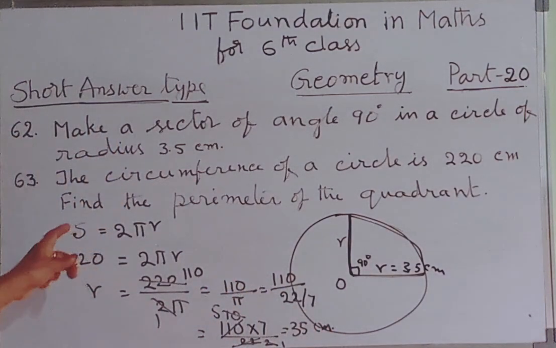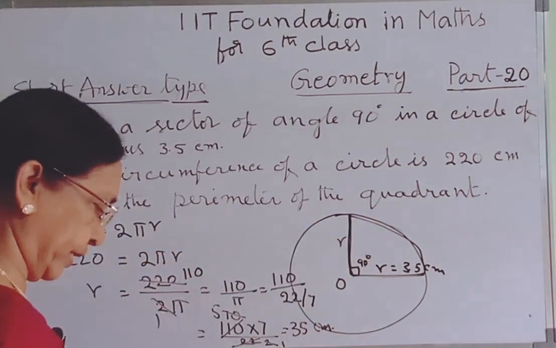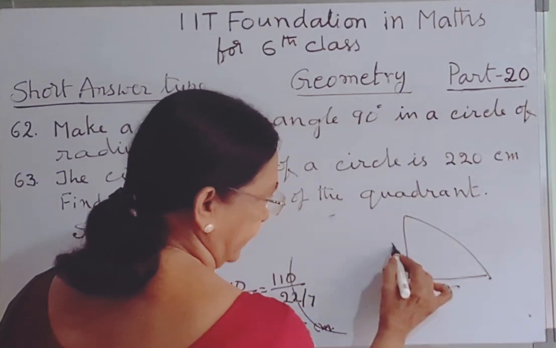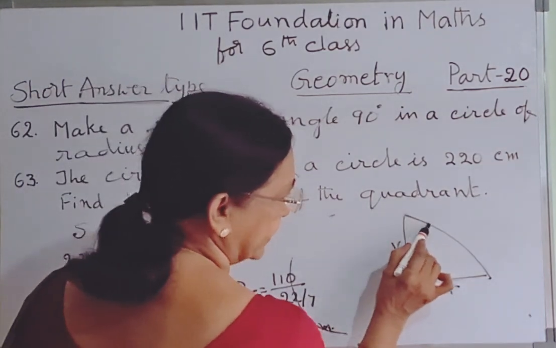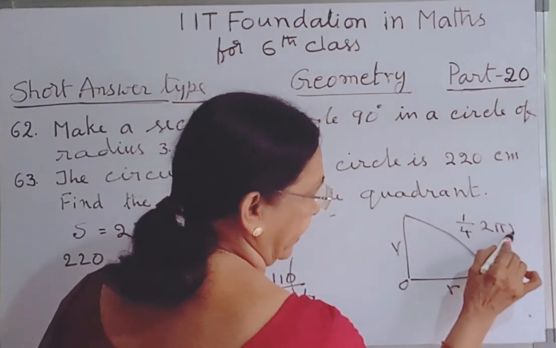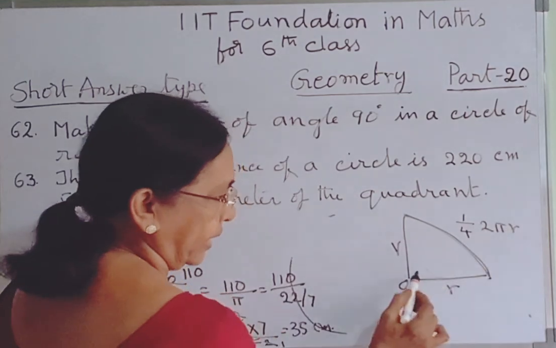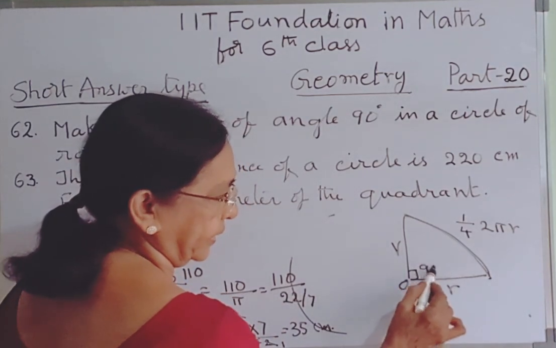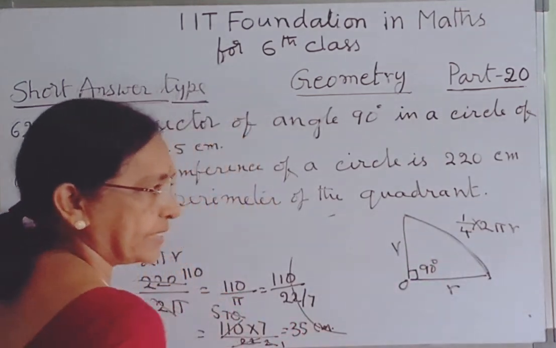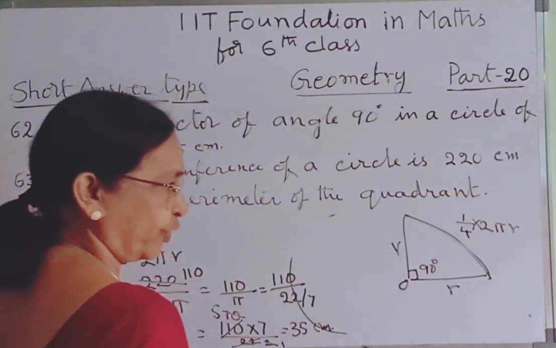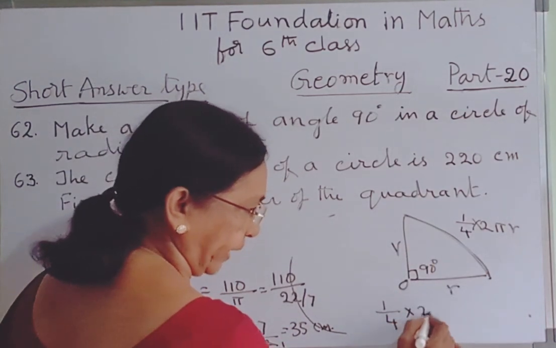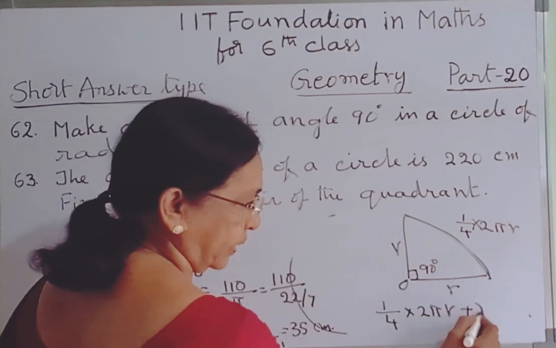But we are asked to find the perimeter of the quadrant. So this is the radius, center, and this is also a radius, and this arc will be 1/4 of the perimeter, 2 pi r. Total perimeter is 2 pi r, and this is a quadrant, 90 degrees at the center. So the length of this arc is 1/4 of the circumference of the circle. Therefore the perimeter of this quadrant is equal to 1/4 of 2 pi r plus r plus r.